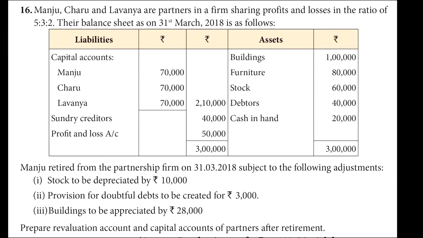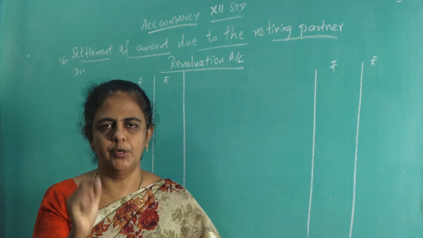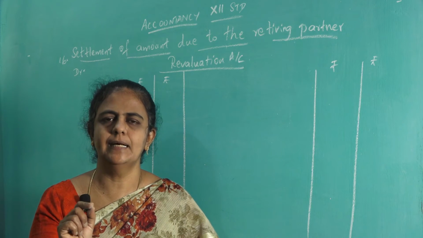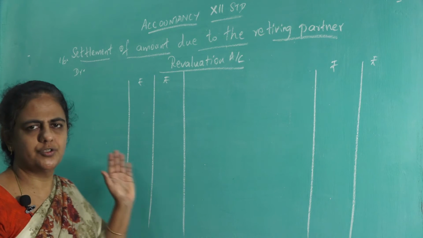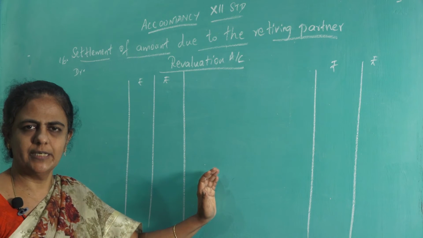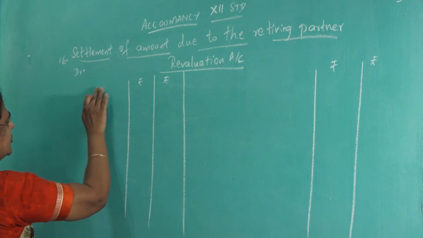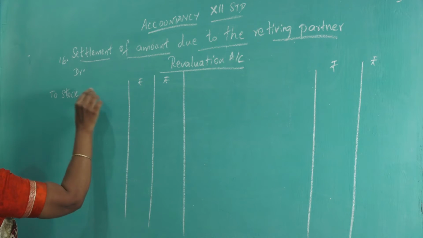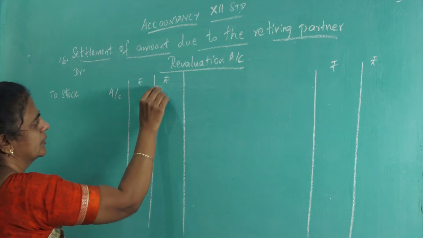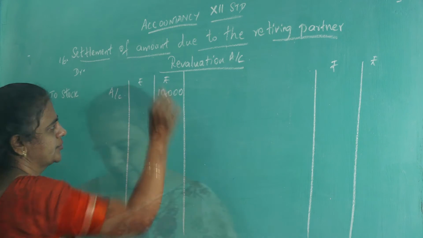So, see the adjustments. See the first adjustment, stock to be depreciated by rupees 10,000. By. The word by is a clue for you. If the word by is given, that is the actual loss. So, what you have to do in revaluation account, all the losses you have to put on the debit side, all the profit you have to put on the credit side. So, it is a loss, stock depreciated. So, put on the debit side to stock account, 10,000 is the actual loss.